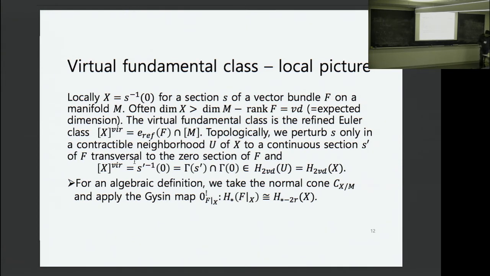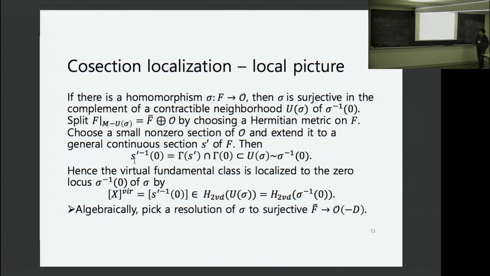Right. Then let me explain directly. Cosection localization will be our main tool or technique to study Knörrer periodicity in curve counting. So I should explain the cosection localization directly. Yeah. The local picture is also very easy to explain. It's very, very straightforward. So your X is now the zero locus of a section of a vector bundle F on the manifold M. And suppose further you have a homomorphism from F to the trivial line bundle O. Usually a section means a homomorphism from the trivial line bundle to F. So the arrow is reversed, so that's why we call it a cosection of F.